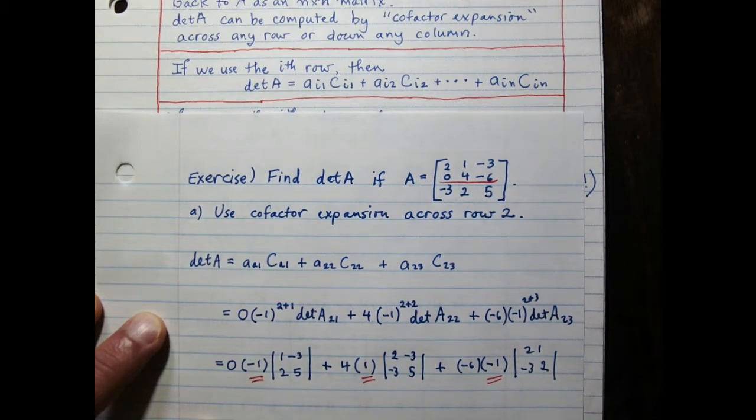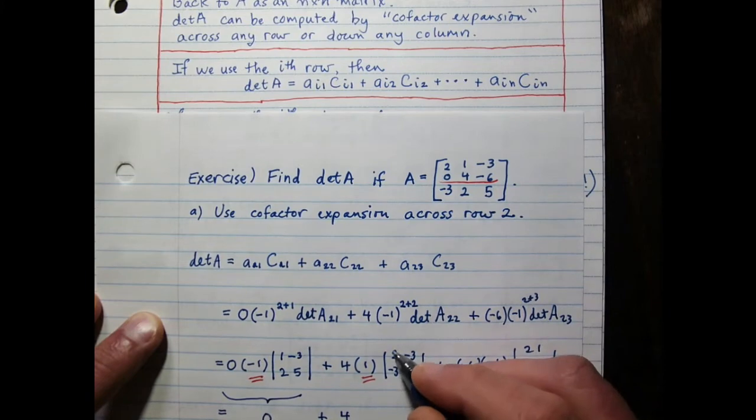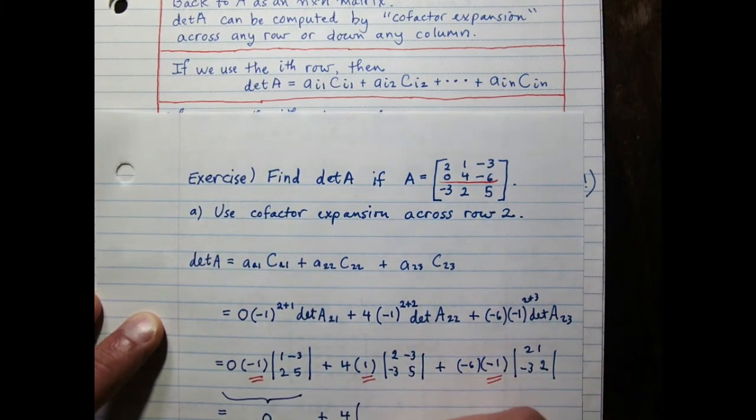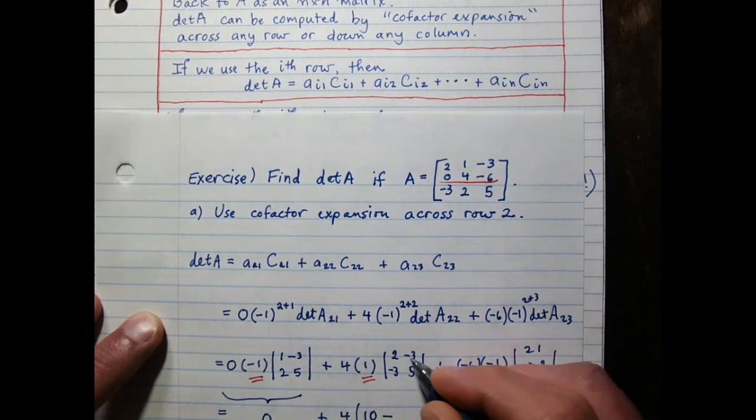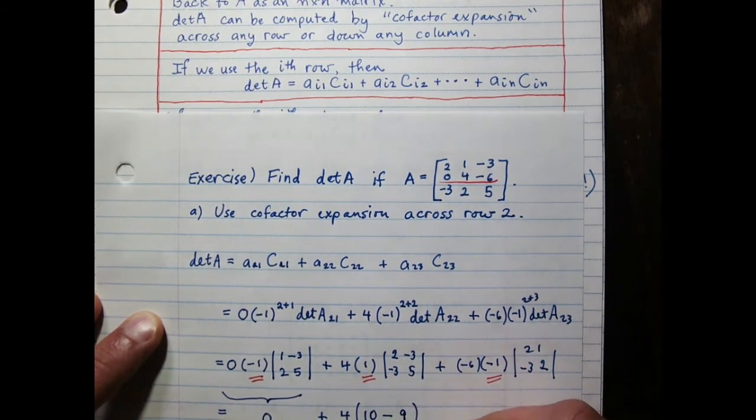And so all this is 0 now. I never had to write anything down there, but now I have 4 times, and when you get to a 2 by 2, we just have to work it out using the formula. 2 times 5 is 10, minus a negative 3 times negative 3 is 9. I'm going to have plus 6, because I have 6 times negative 1, and then for the determinant, I have 4 minus a negative 3, which is plus 3.